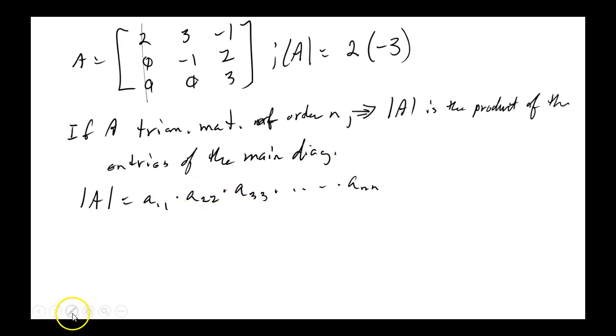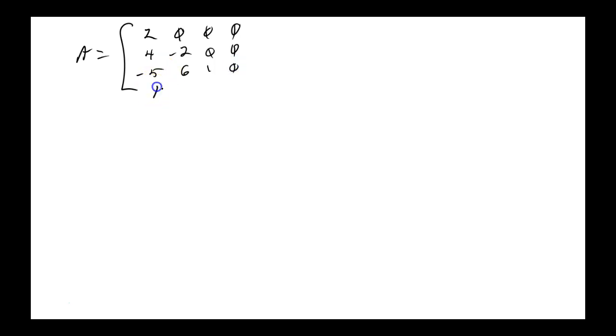Let's do a new matrix A. Example 6. A is equal to this matrix here. 2, 0, 0, 0. 4, negative 2, 0, 0. Negative 5, 6, 1, 0. 1, 5, 3, 3.